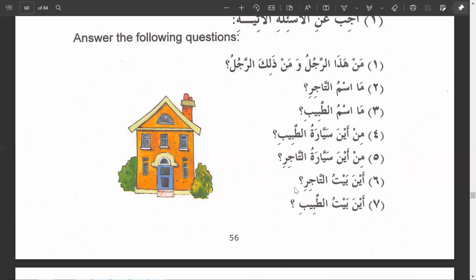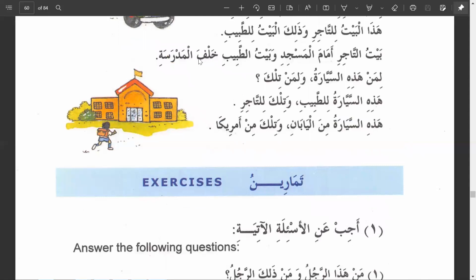Amama al-masjid. Amama is mudaf, so masjidi would be in the jarr status. That's why baitu tajiri amamal masjidi. And then, aina baitu tabibi? Where is the doctor's house? How would you start your answer? Baitu tabibi.